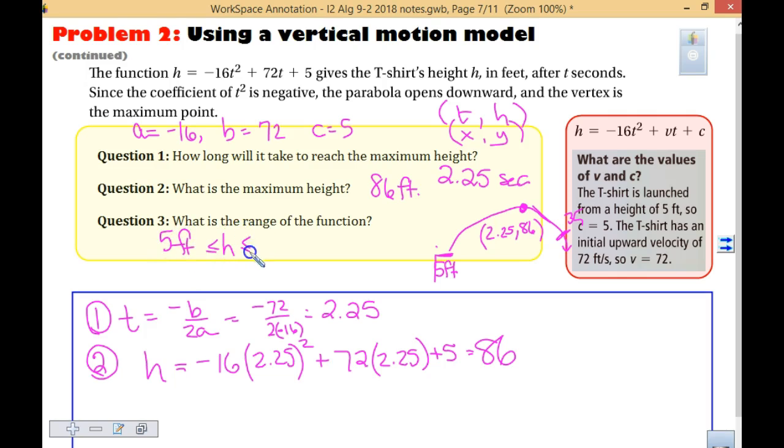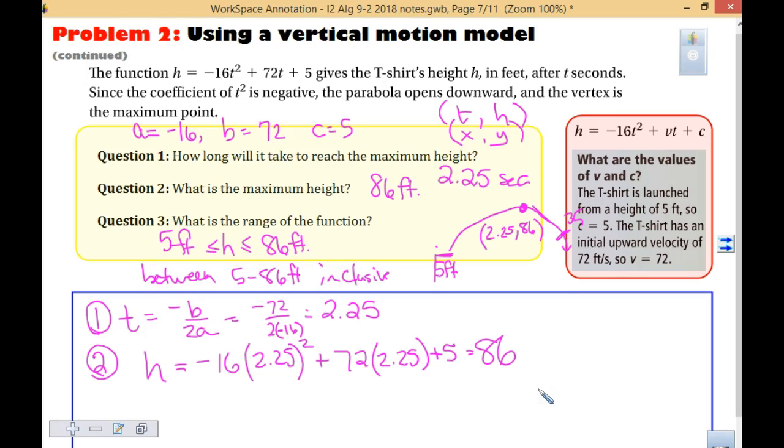And the maximum height was 86 feet, right? Because 35 is someplace in between there. So if we are looking at it, you could write it this way. You could write it in words that the range is going to be between 5 to 86 feet inclusive. Okay. So I would take it any way like that.